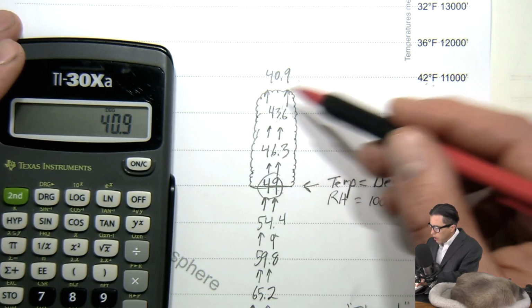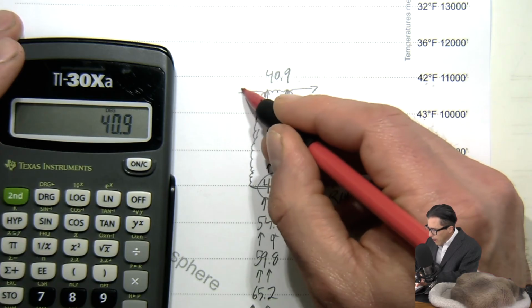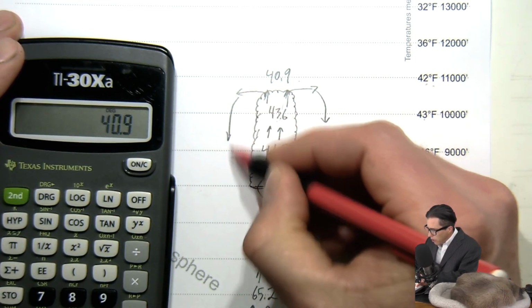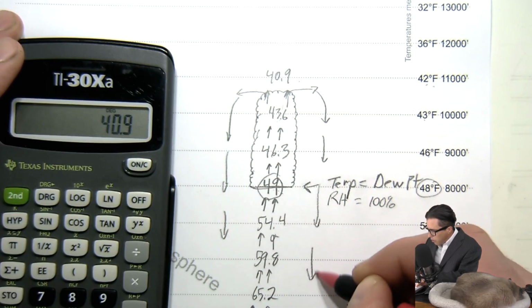Well, where does the air go? Well, the air exits out the top of the cloud, and it goes back down. Okay, so our convection cell is the same thing as the thermal.